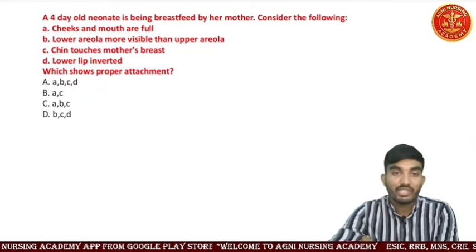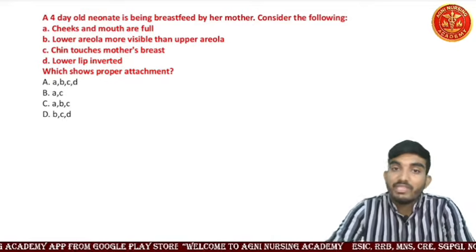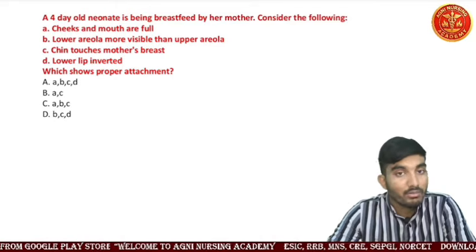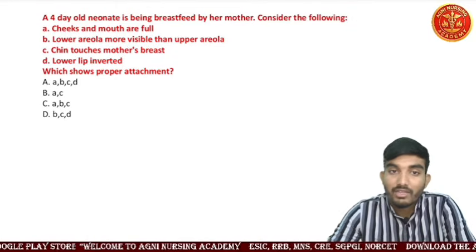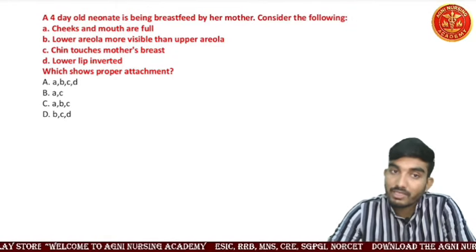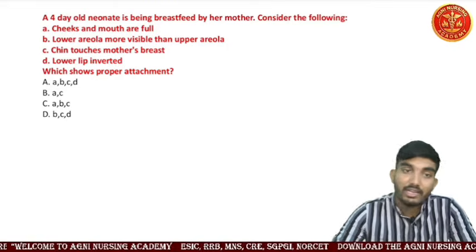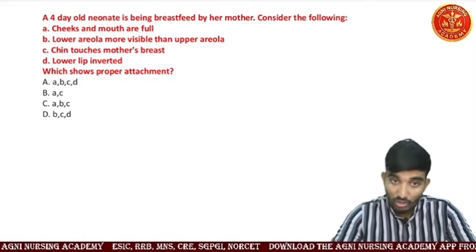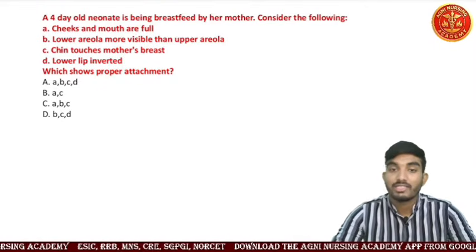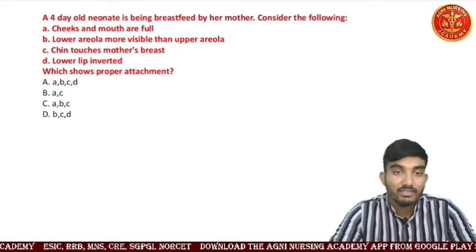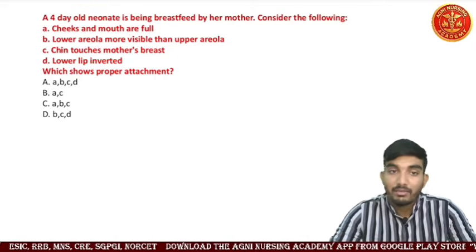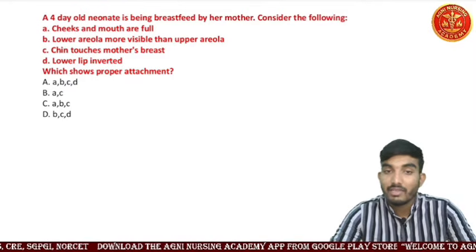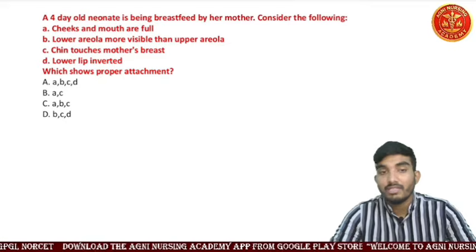A 4-day-old neonate is being breastfed by her mother. Consider the following. A. Cheeks and mouth are full. B. Lower areola more visible than the upper areola. C. Chin touches mother's breast and lower lip inverted, which shows proper attachment. It is a SATA question, that is select all that apply. Option A is A, B, and C. Option B is A and C. Option C is A, B, and C, and option D is B, C, and D.